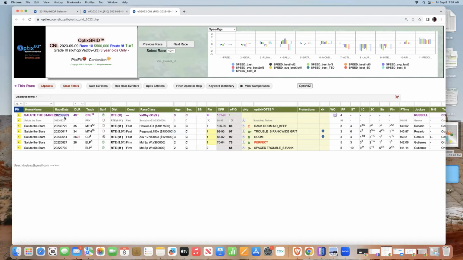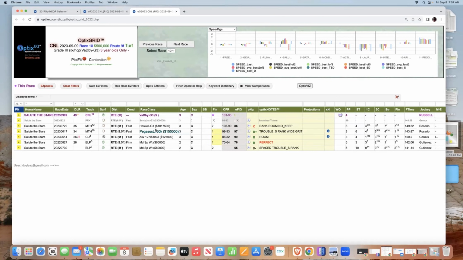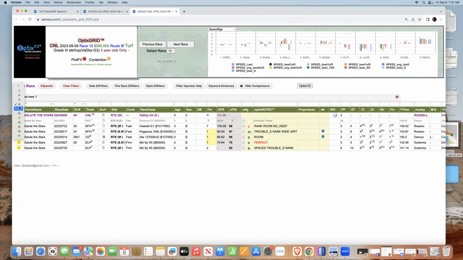And I just wasn't crazy about his race in the Haskell. Maybe he gets played because this is Cox. He's 4-1 in the morning line. I don't want any part of 4-1 on this horse.